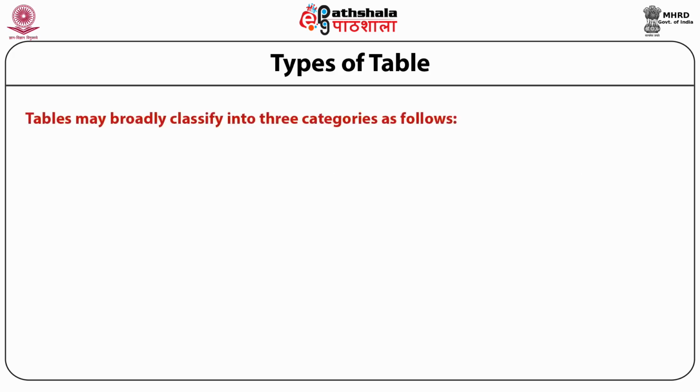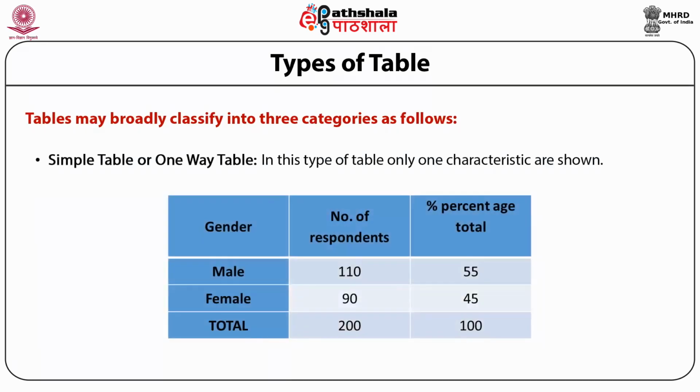Tables may broadly be classified into 3 categories as follows. Number 1, simple table or one-way table. In this type of table, only one characteristic is shown. A one-way table supplies answers to questions about one characteristic of data. This is an example of a one-way table. So gender, number of respondents, and percentage total. Male 110, which is 55%, female 90, which is 45%.